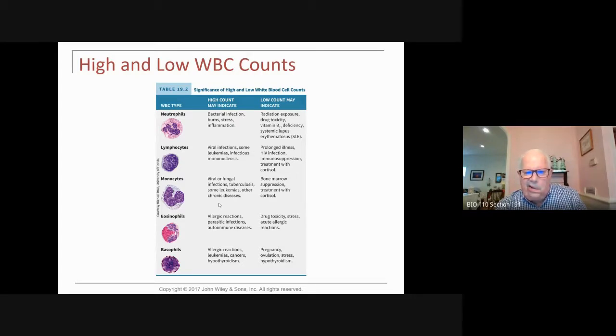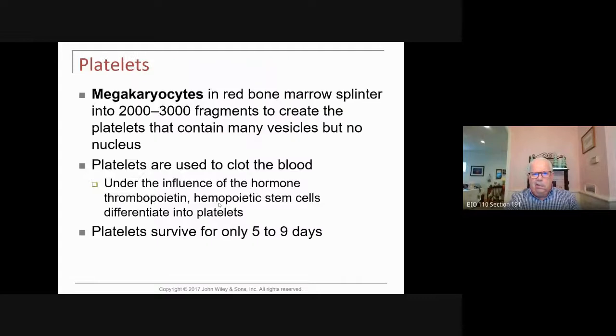Okay? Eosinophils. Eosinophils are very high in two important diseases. One is allergic reactions and one is parasites. So if you're attacked by a parasite or you have an allergic reaction, your eosinophil count will be high. Basophils will be high also in allergic reactions and in some cases of leukemia. Do not worry about low counts. Worry about high counts. Okay?